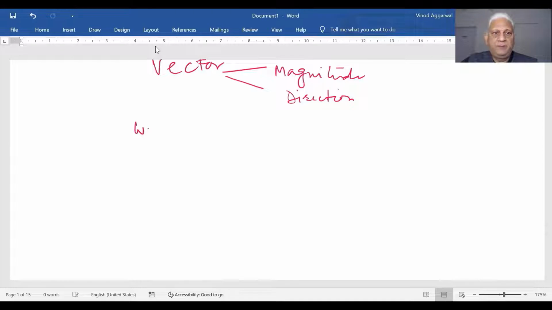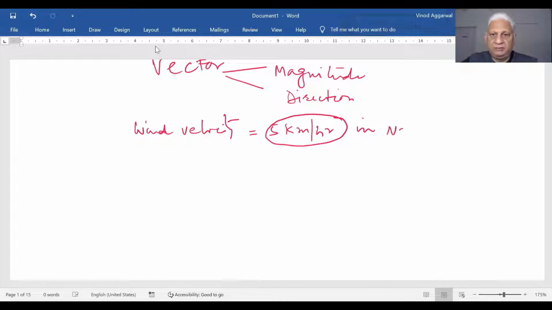When we say wind velocity is 5 kilometers per hour, this part is the magnitude of it. And we have to give the direction as well. We may say it is blowing in northerly direction. So a vector has two components to it. One is called the magnitude and another is called the direction.